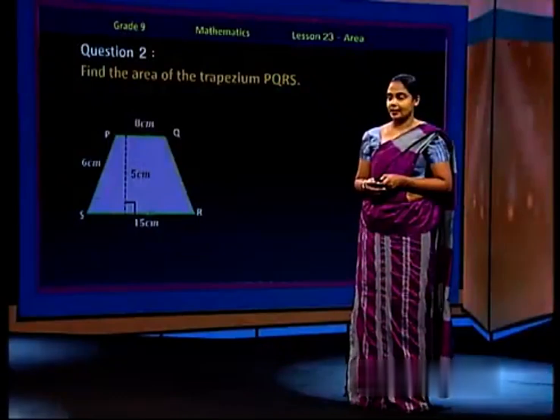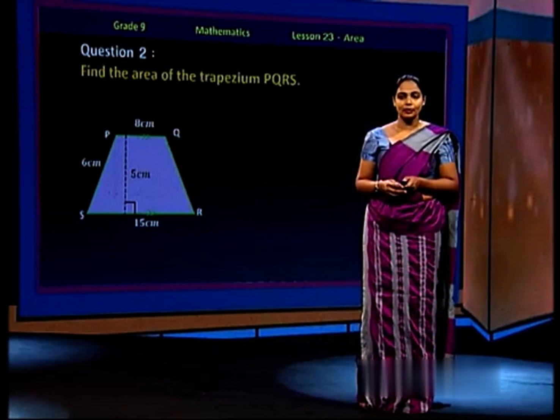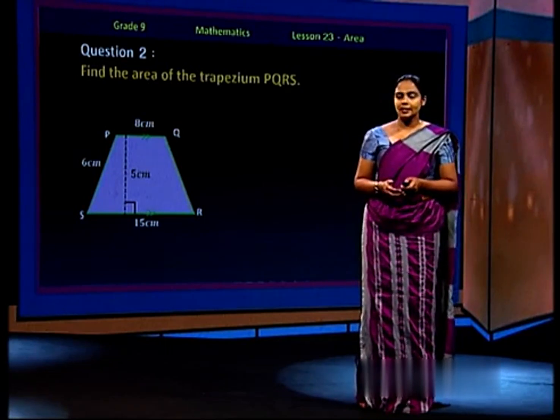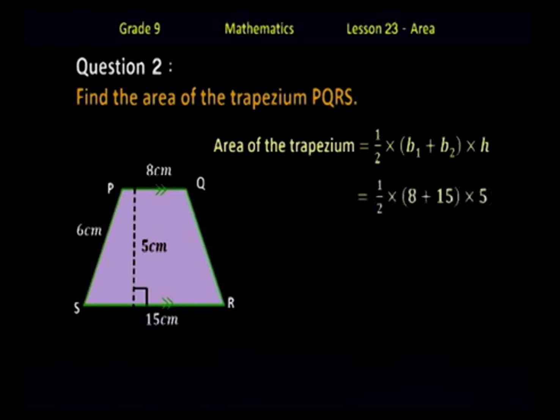Now students, let's go to question number 2. Find the area of the trapezium PQRS. What is the given information? You should identify the two parallel sides and the perpendicular height between them. The parallel sides are SR and PQ. Then get the sum of SR and PQ. The area of the trapezium is half into 8 plus 15 into 5. 5 is the perpendicular height.